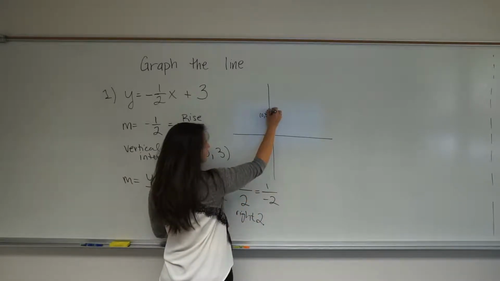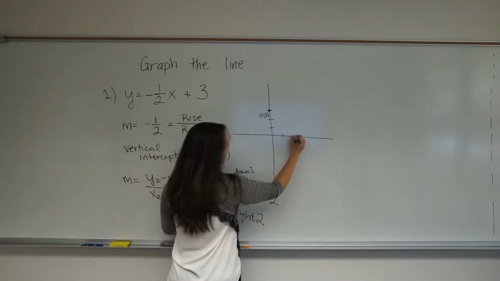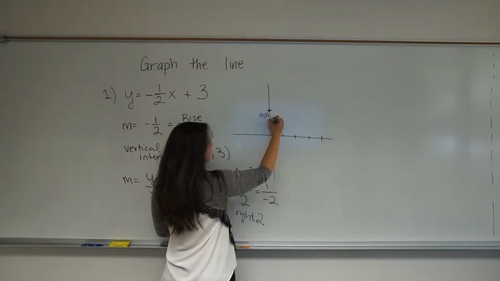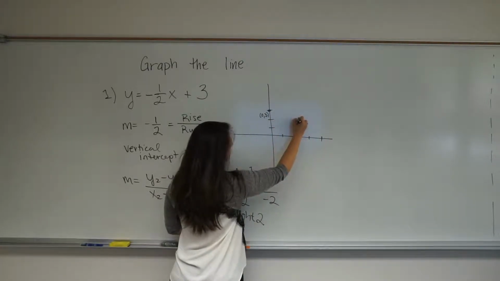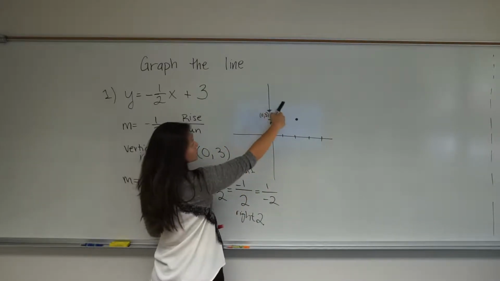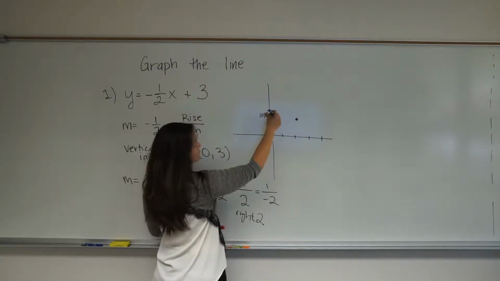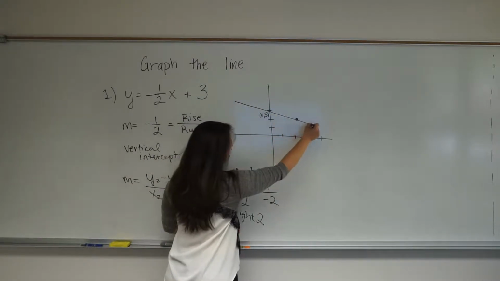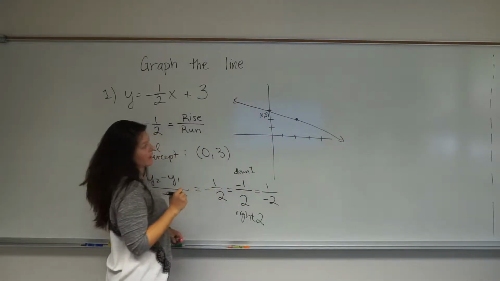So from this point, if I move down 1 and to the right 2, I end up at this point here. Now I have 2 points that I know my line has to go through, so I can connect those points, and I've graphed my line.